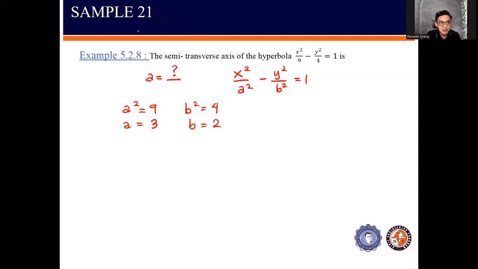Okay, wait, let me just adjust this one. So, next thing, again, the length of our transverse axis is the value of our a, which is equivalent to 3. And that is our final answer. So, we're done with our conic sections, and the last part was the hyperbola.